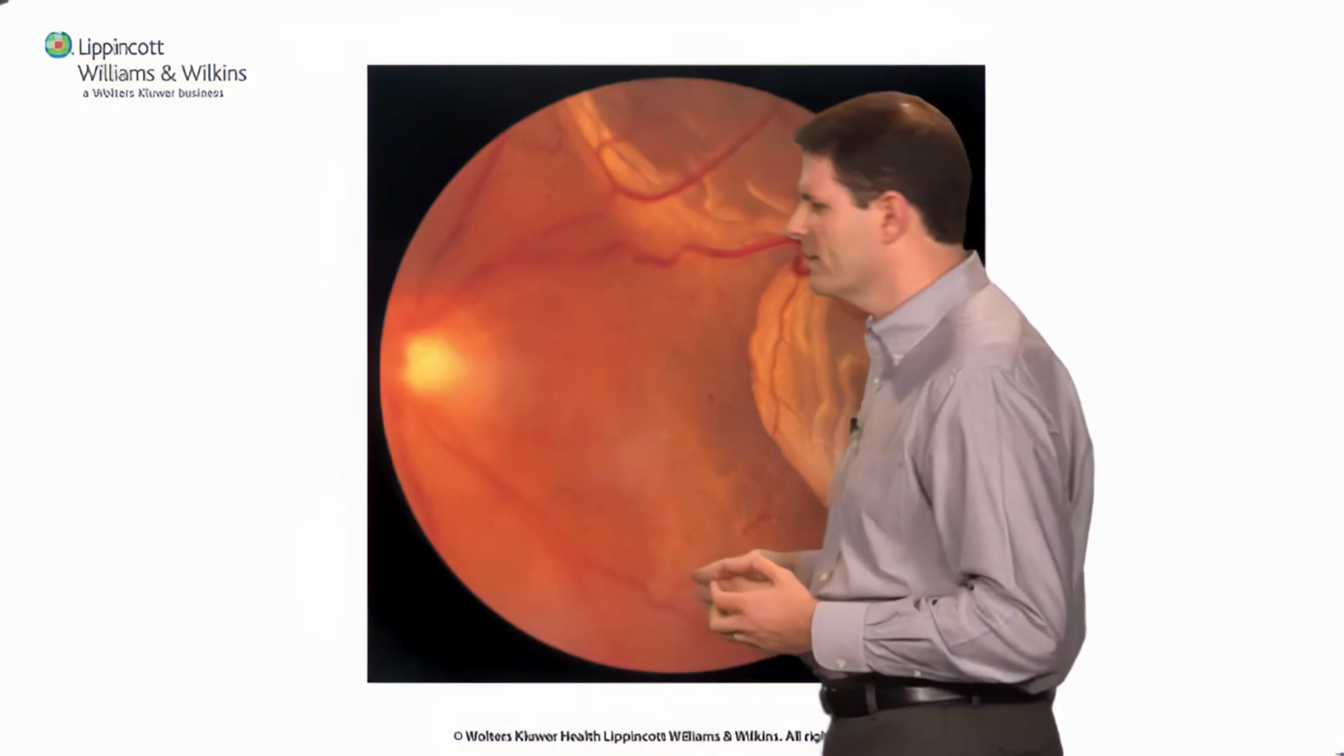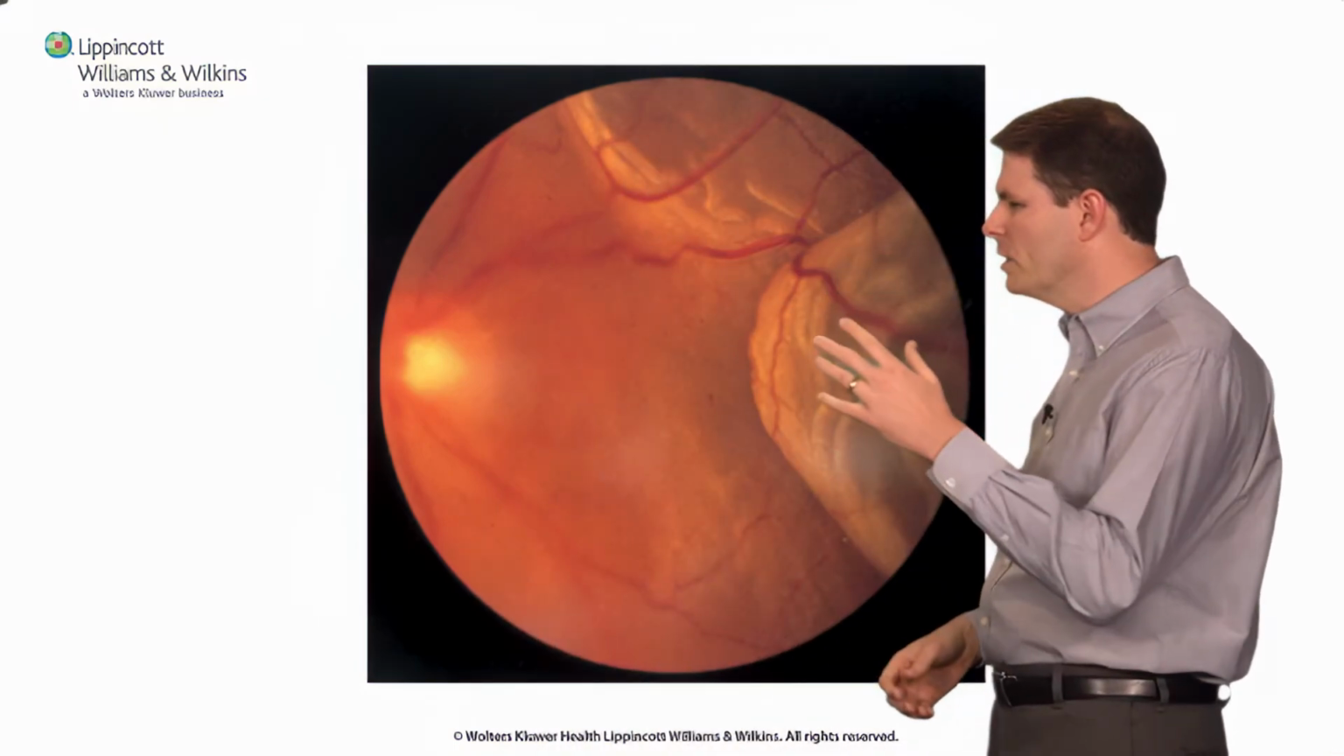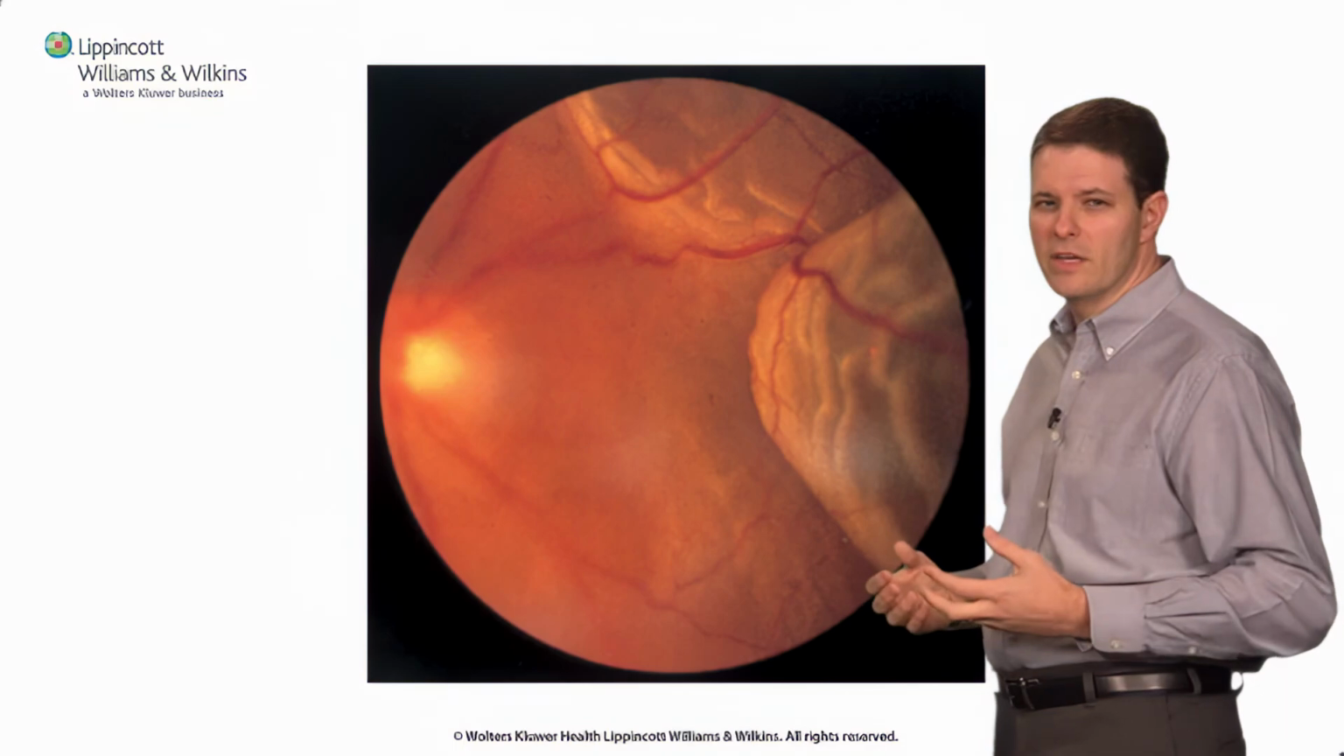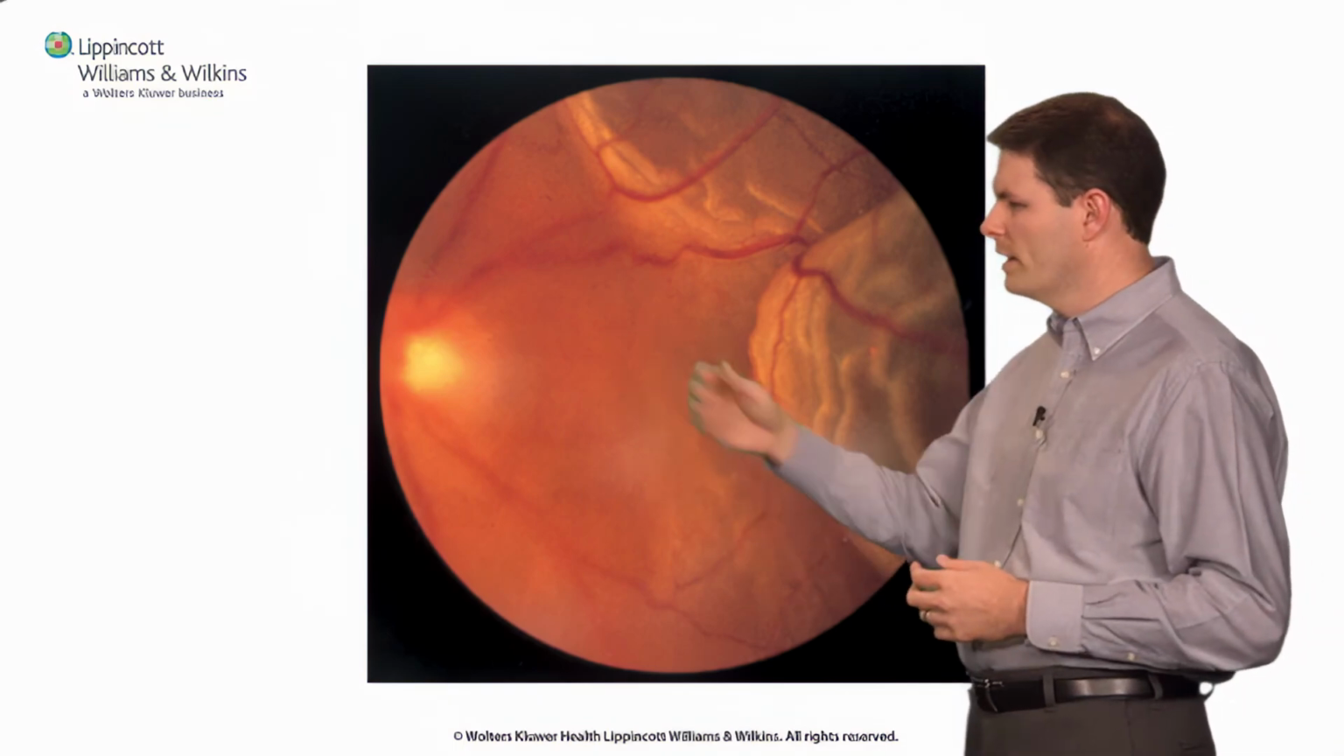Now on fundoscopic exam, a detached retina has this sort of billowy, wrinkled, somewhat pale appearance in contrast to the smooth, normal retina. Then one last retinal pathology to mention in passing is a retinoblastoma, which is a cancer of the retina, most commonly seen in children.